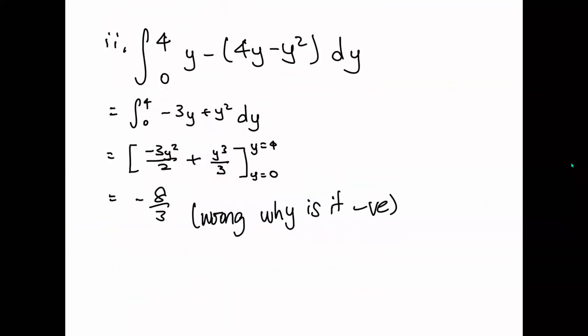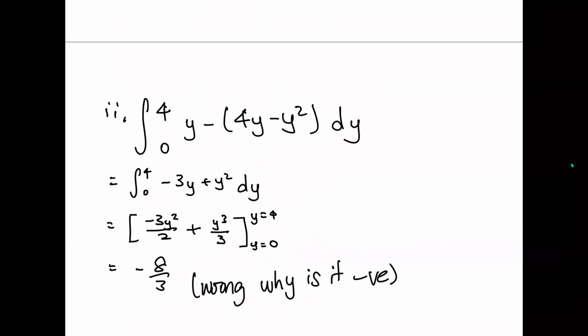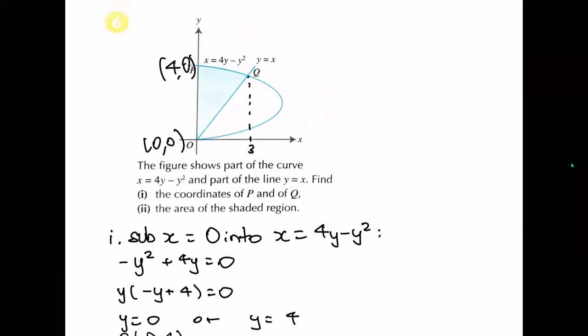This one, wrong. Why is it negative? Have you figured out why it's negative? This one. No? Yes? By the way, here, this is not 4, 0, that's 0, 4. Point P. Okay, let me show you. I think it'll be easier if I just redraw the diagram. Give me a second to redraw it.